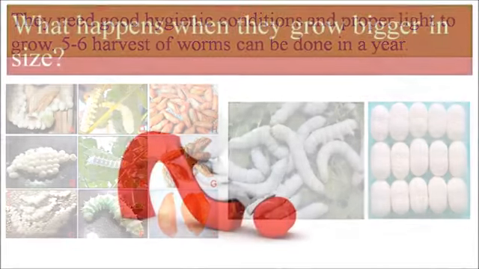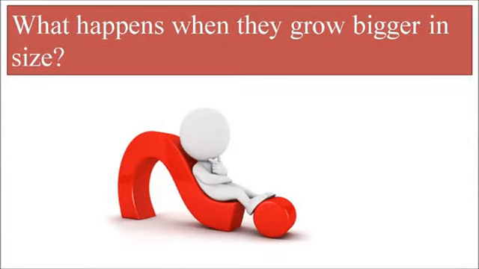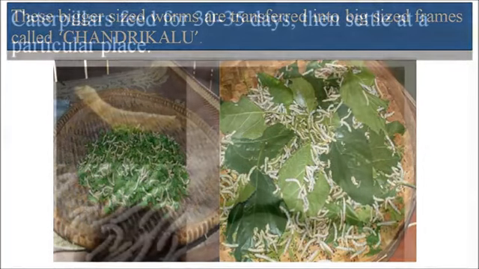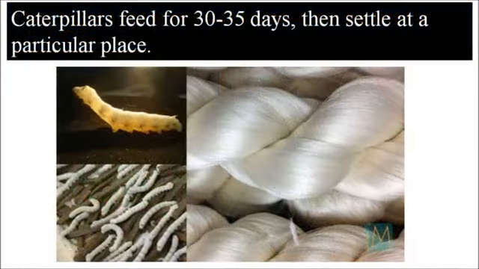What happens when they grow bigger in size? These bigger sized worms are transferred into big sized frames called chendrikalu. Caterpillars feed for 30 to 35 days, then settle at a particular place.